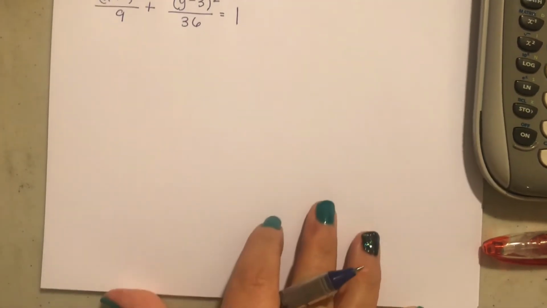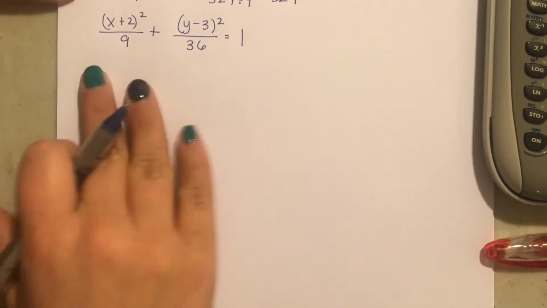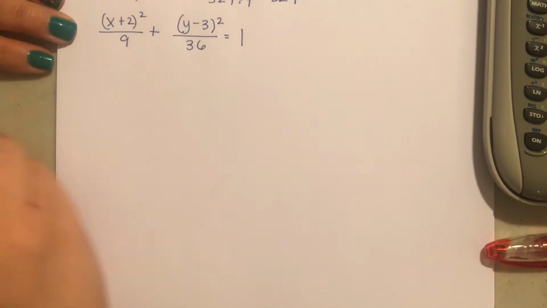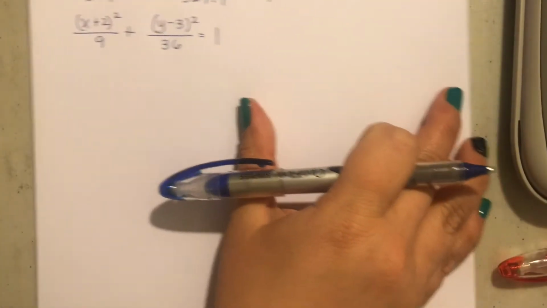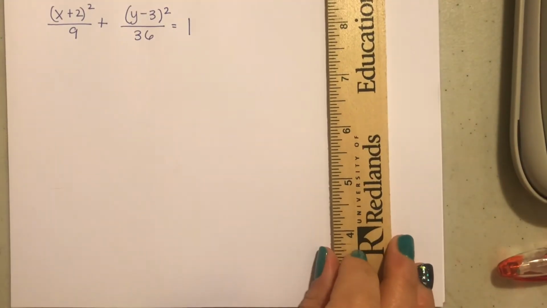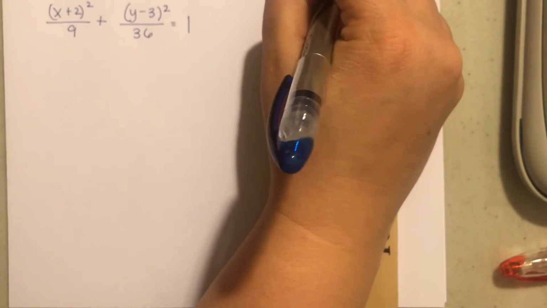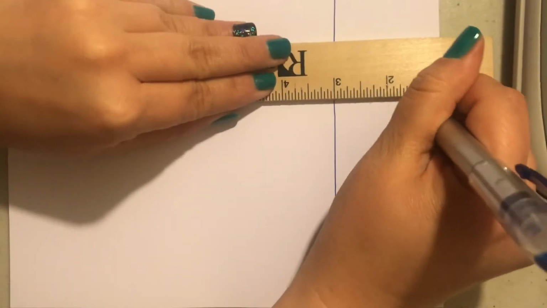Okay? So now that it's here, we can actually figure out what's the center and lead us towards what are the vertices, and we can set the rest of this up. So I'm going to draw my axes so we can start to graph this, hopefully leaving myself enough room.